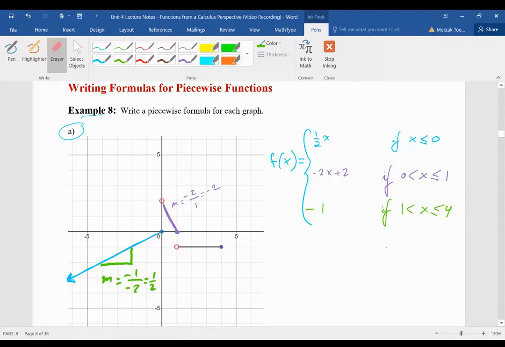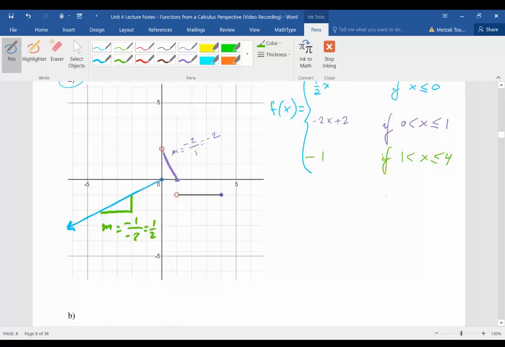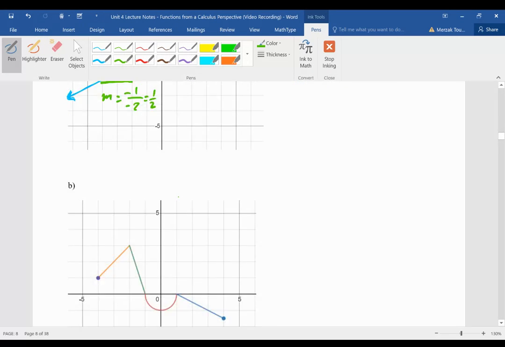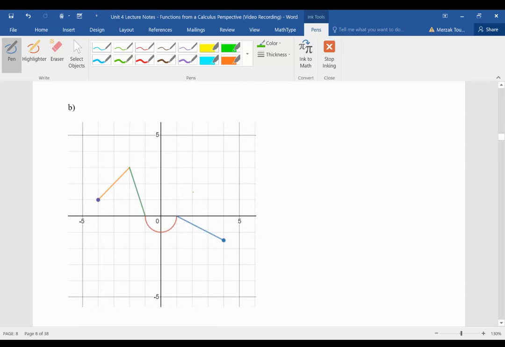And this is the piecewise function for this graph. Let's do the next example, example B. So we notice in example B, we have four different pieces. Not three, sorry, four.